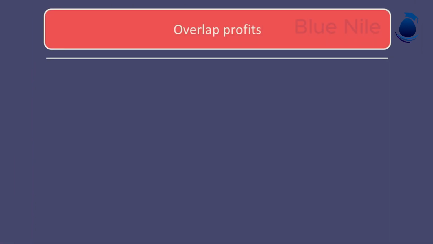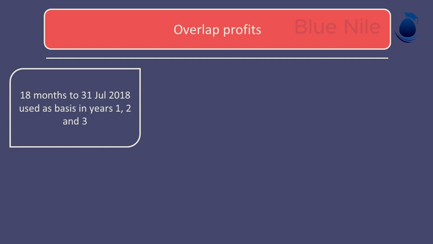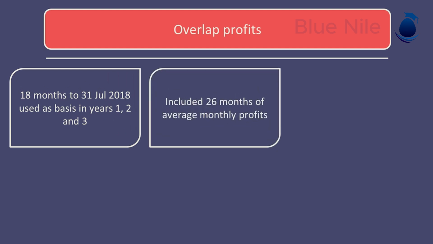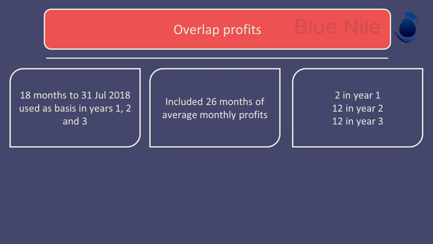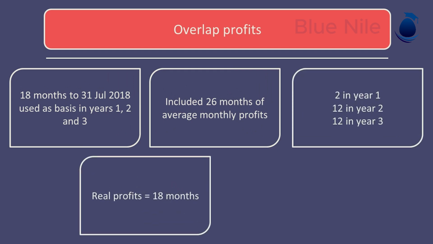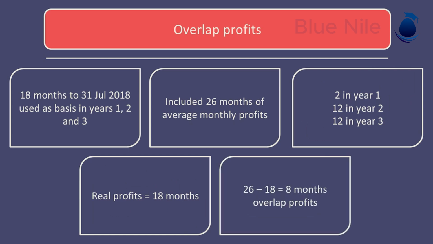So let's just show you one final point on these overlap profits. The 18-month accounting period to the 31st of July 2018 was used as the basis in some way for years 1, 2 and 3. Across those 3 tax years we have included 26 months of average monthly profits, 2 in year 1, 12 in year 2 and 12 in year 3. But really only 18 months of profit was made. The difference between this 26 and 18 is the 8 months overlap period.